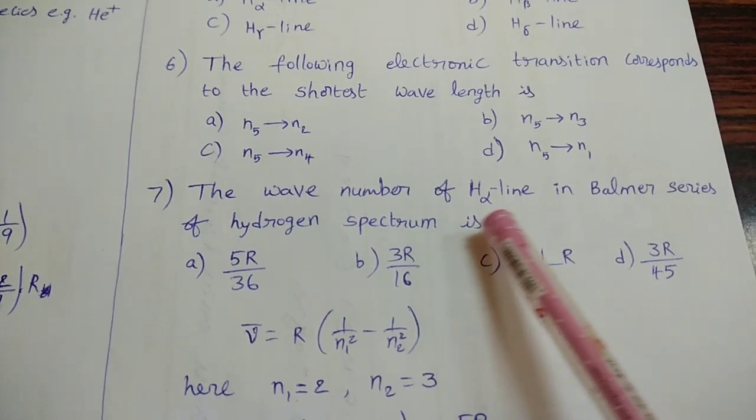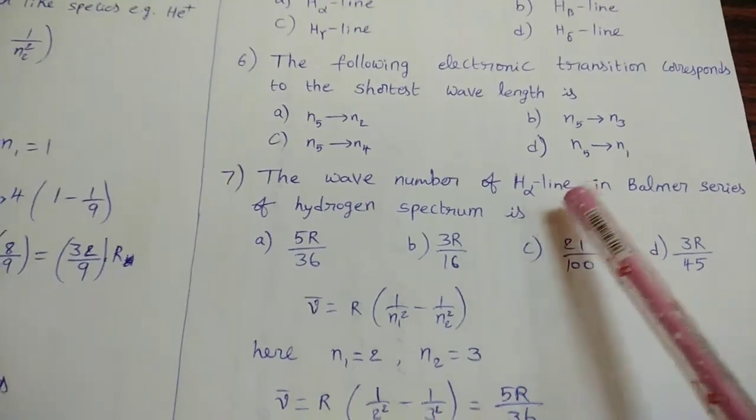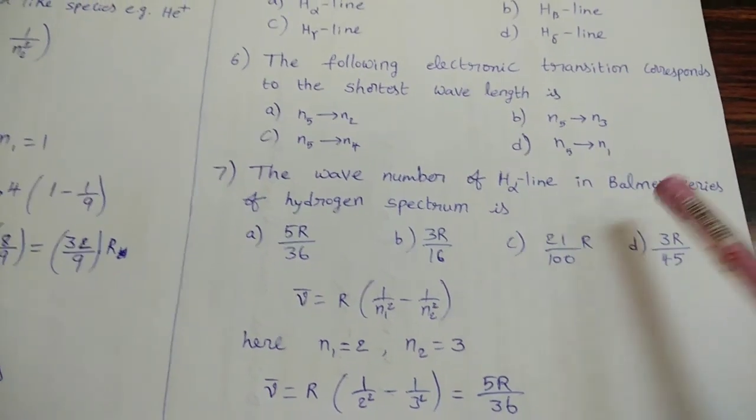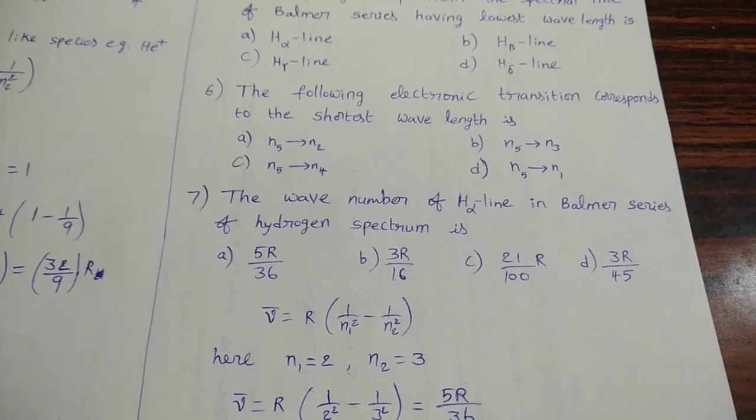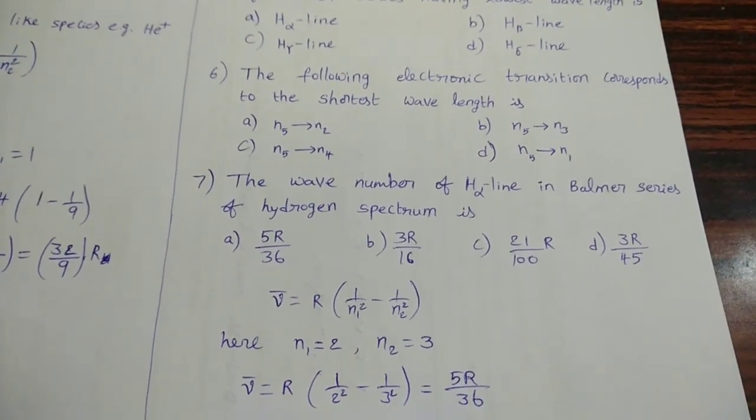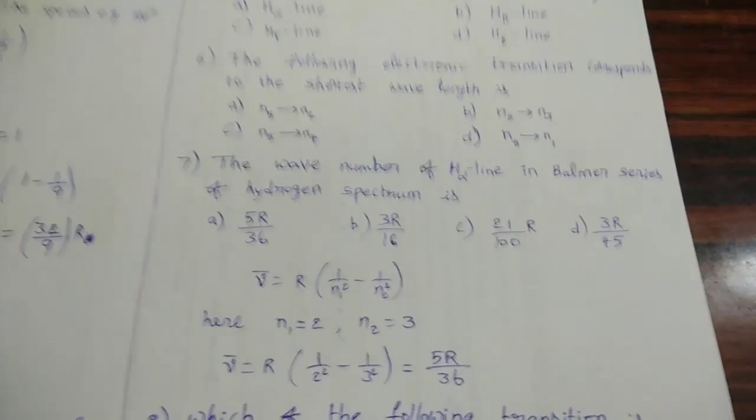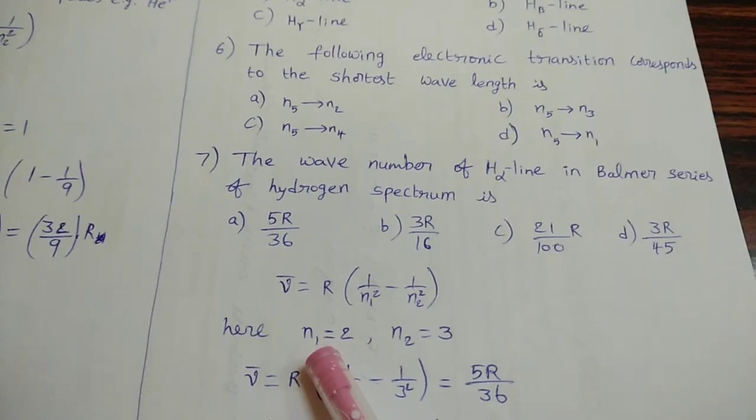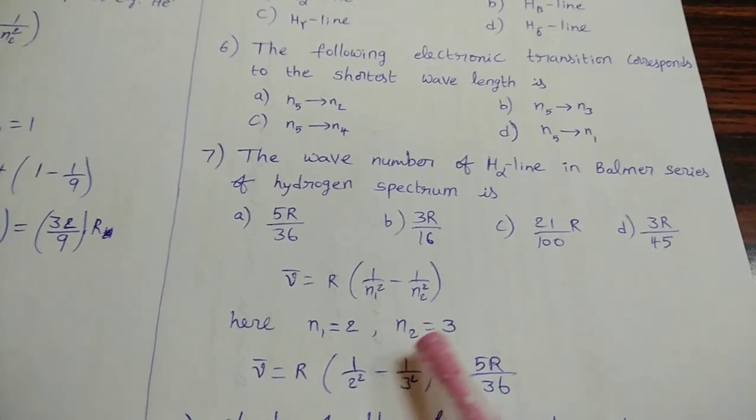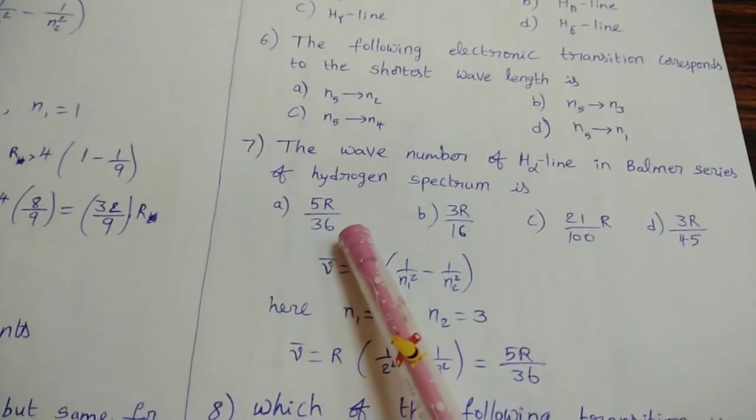Next, say this. The wave number of the H alpha line in the Balmer series of the hydrogen spectrum. Balmer series means n1 equal to 2. H alpha from third orbit to second orbit, electron transition takes place. We can get that spectral line, H alpha. So this is the Rydberg equation: Balmer series n1 value equal to 2, H alpha means n2 value 3. Substitute, we can get the answer. So option A is the answer.